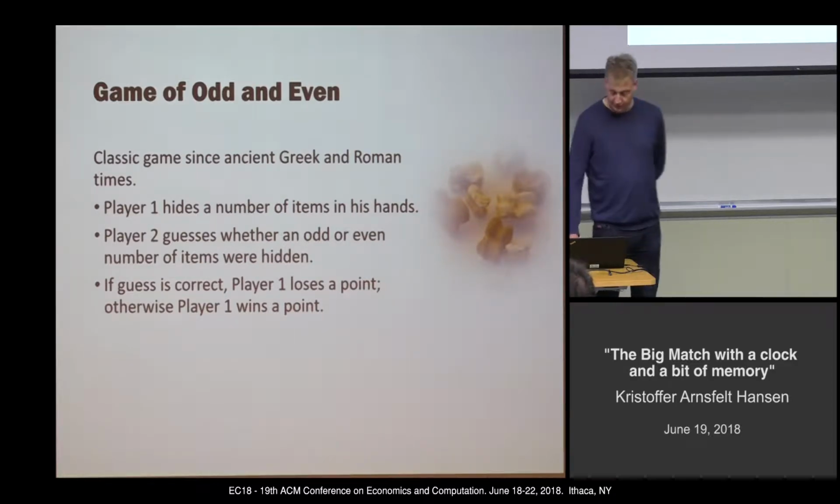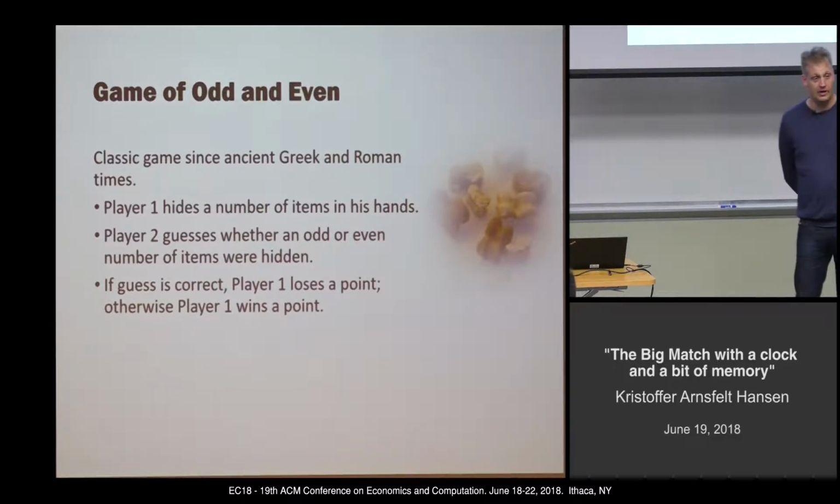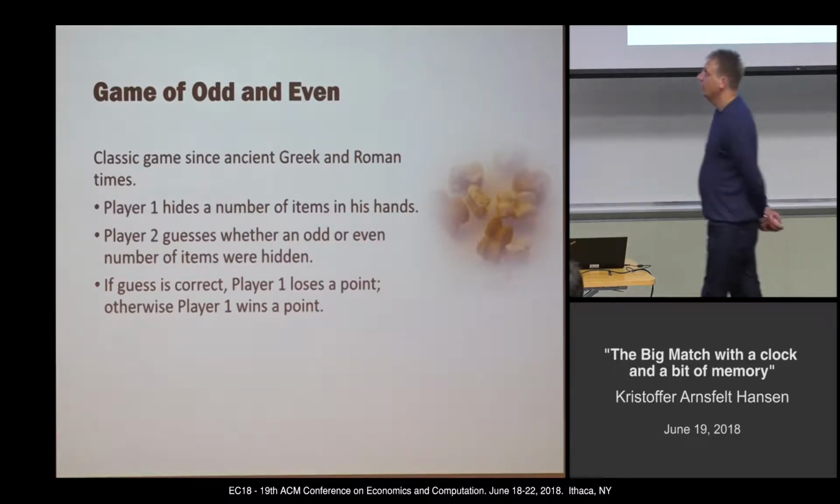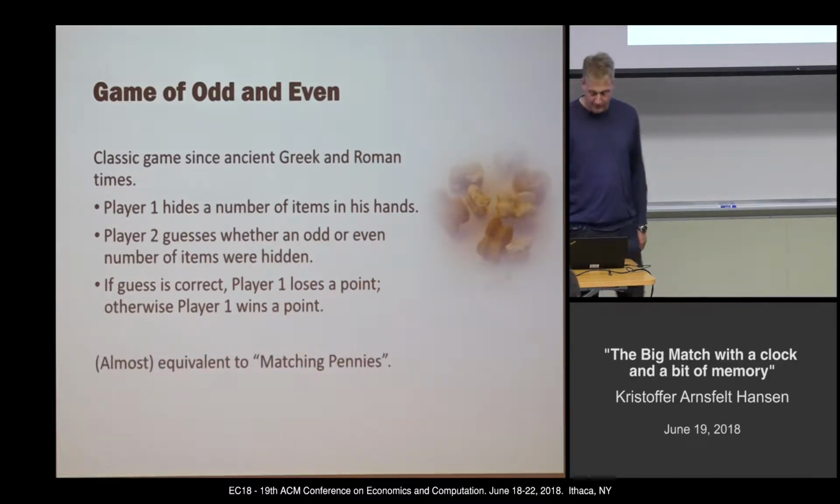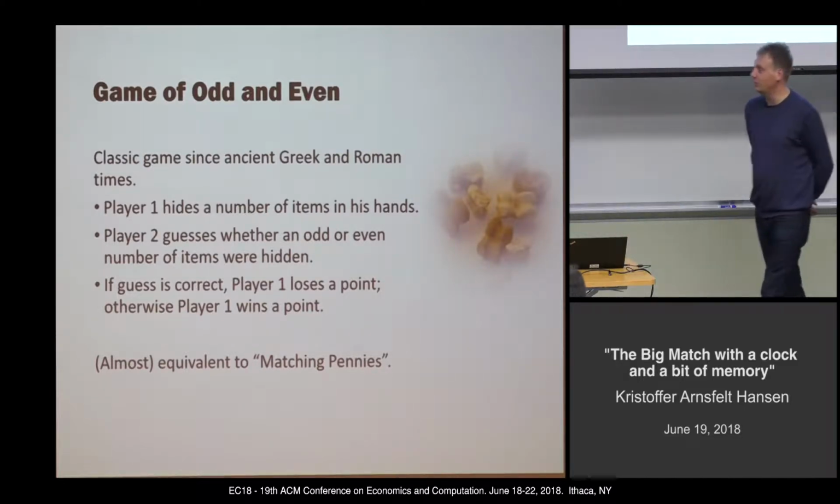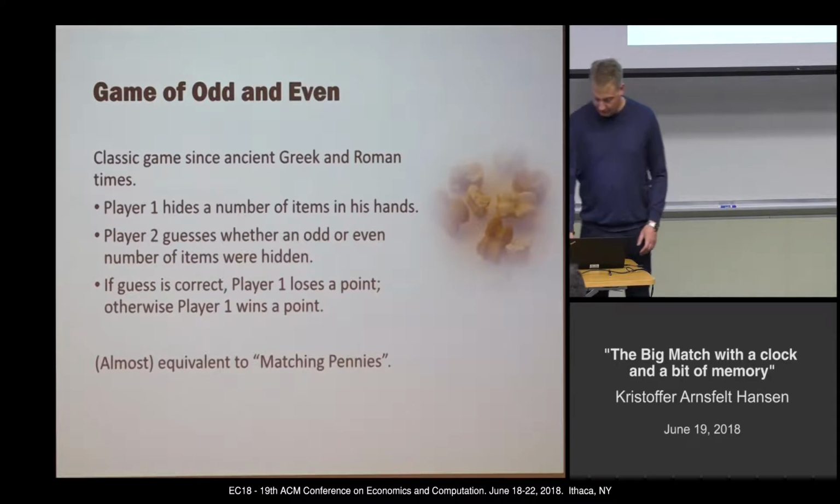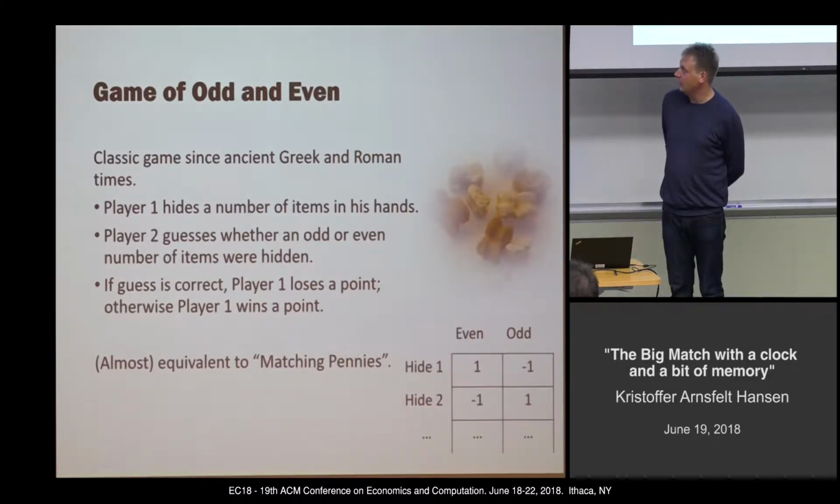So it's of course very easy to figure out what to do in this game. You just hide, let's say, one or two items with probability 1/2 each, and player two also guesses even or odd with probability 1/2, and it means that the value of this game is 0. It's actually almost, but not quite, equivalent to the well-known matching pennies game. So if we just look at a small portion of the game matrix, you see the matching pennies game.